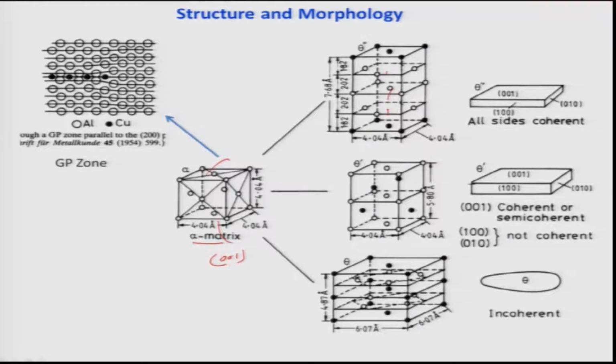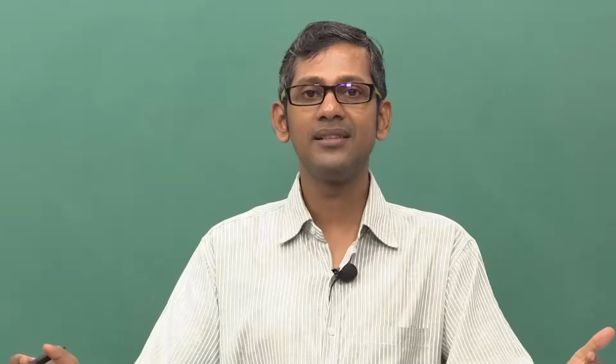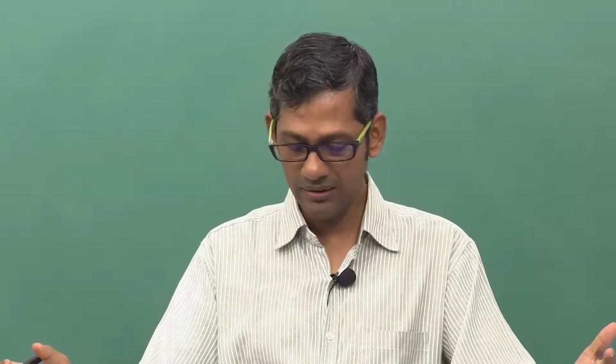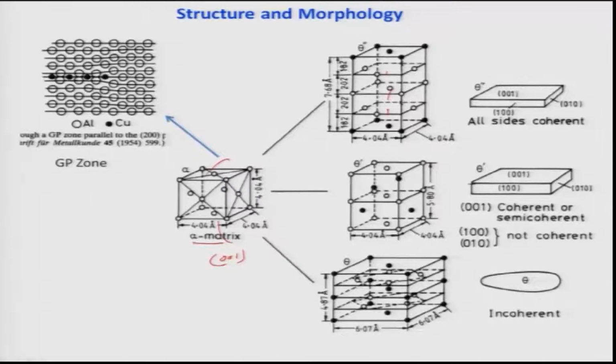Now, what is theta then? Theta is basically the equilibrium precipitate. It has a body-centered tetragonal structure. As you see here, it is not a very simple structure to analyze initially. It has a lattice parameter of 6.07 Angstrom for A or B, and C is about 4.87 Angstrom. So, what is happening when you transform theta double prime to theta is that the C axis is changing, but when it becomes theta, both the C and A lattice parameters are changing, and it becomes completely incoherent with the matrix.